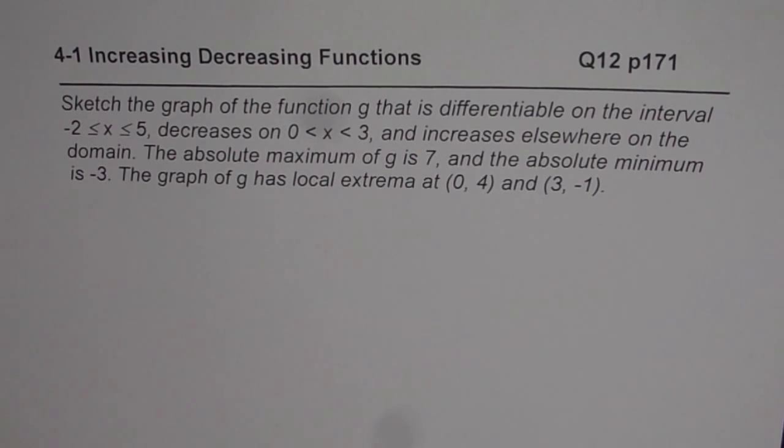The question here is, sketch the graph of the function g that is differentiable on the interval -2 to 5, decreasing on 0 to 3, increasing elsewhere on the domain. The absolute maximum of g is 7 and the absolute minimum is -3. The graph of g has local extrema at (0, 4) and (3, -1). So that is the question for you.